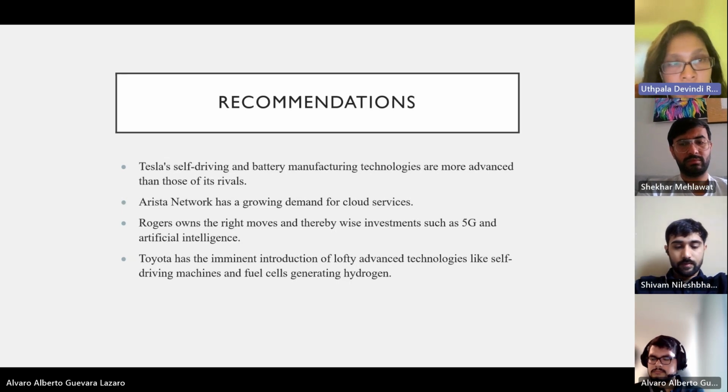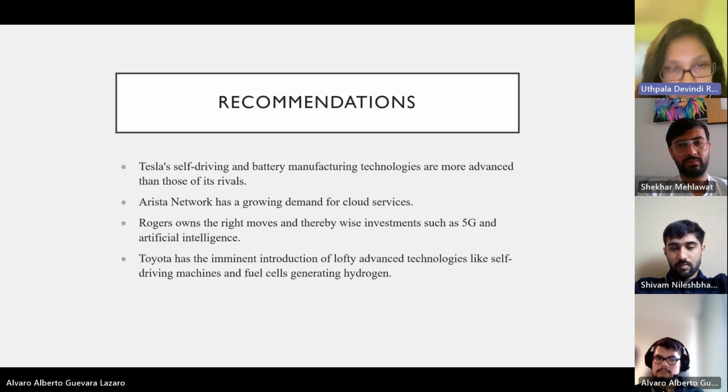First, Tesla. With its cutting-edge self-driving and battery manufacturing technologies, Tesla has established itself as a leader in the electric vehicle market. Its self-driving capability and advanced battery technology give Tesla a significant edge over its rivals. Next, we have Arista Networks. The company is experiencing a growing demand for cloud computing, which is expected to continue for the foreseeable future.